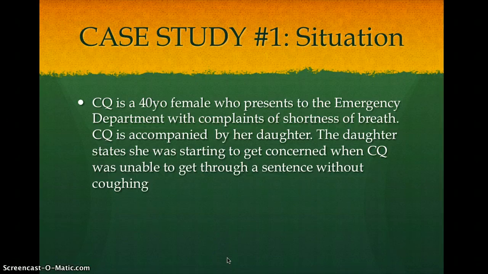In case study number one, the situation is CQ is a 40-year-old female who presents to the emergency department with complaints of shortness of breath. She's accompanied by her daughter, and the daughter states she was starting to get concerned when she was unable to get through a sentence without coughing. It's a common presentation to the emergency room. A lot of people come in with just this vague complaint of shortness of breath.